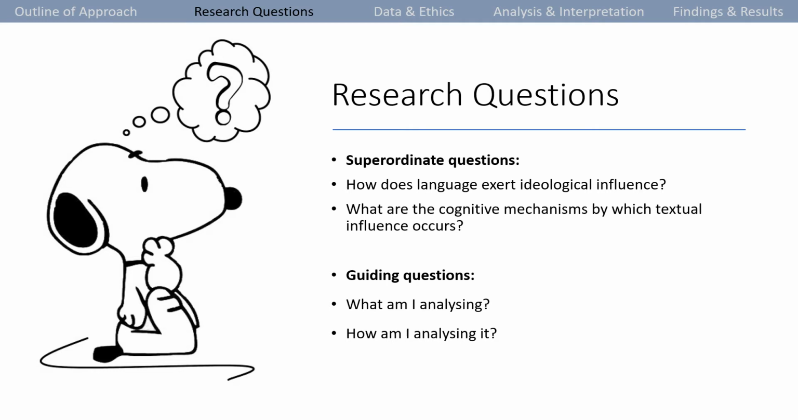However, these are not at a level that can be directly addressed in a single piece of work. Research questions for a particular project need to be more targeted, focused on a particular feature of language or conceptualization in a specific discursive context. The first thing you should be asking yourself then is, what am I analyzing? Again, this is not a research question, but a guiding question. But addressing it will help to define the topic and scope of your project.